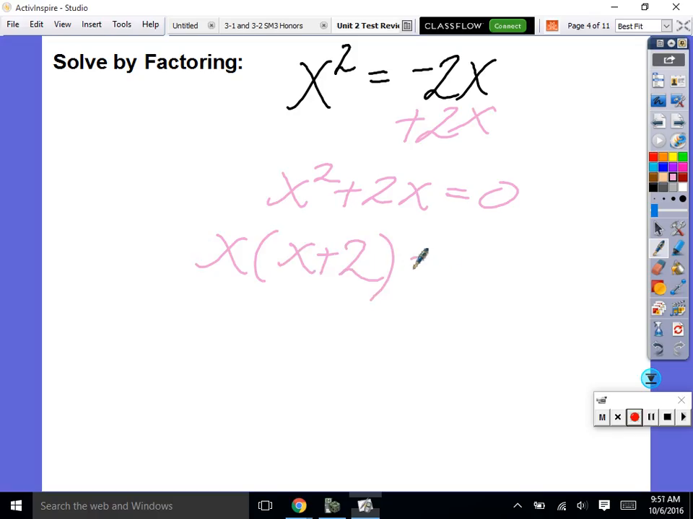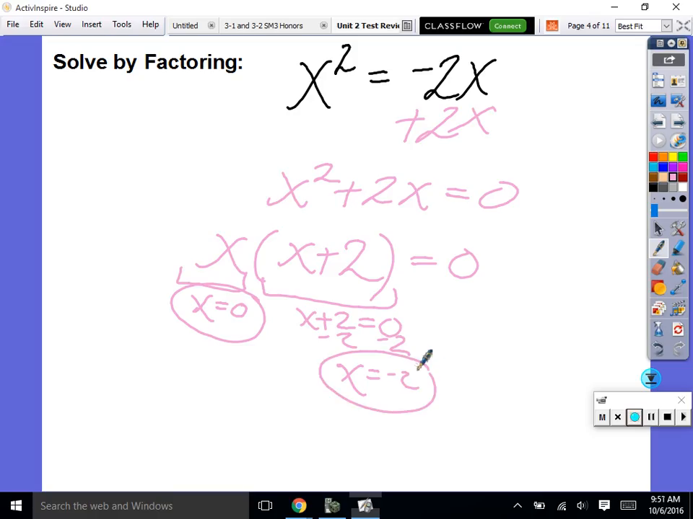Now don't make the mistake of saying, okay, I don't know how to solve that. Yes, you do. Set each of them equal to 0. So we'll have x equals 0, and we'll have x plus 2 equals 0. So solve for x. 0 is just a number like any other number. So if you ever get 0 as a solution, it shouldn't throw you off. Does that make sense, everybody? And then we'd subtract 2, so x is equal to negative 2. We have 2 solutions. Make sure with all quadratics you should have 2 solutions.